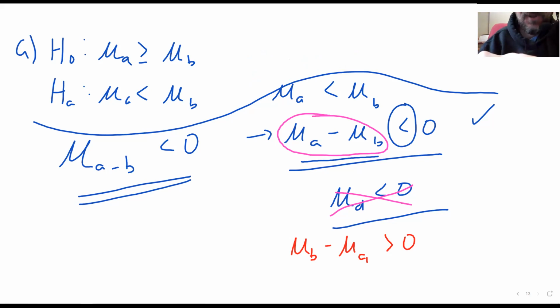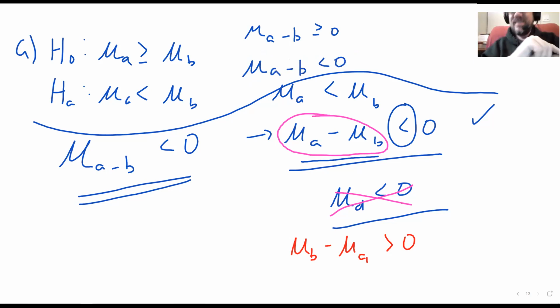Okay, so we're going to have mu after minus before greater than or equal to 0, mu after minus before less than 0. All right, that's at least readable. I can live with this. That's what we're testing. And so we have our X bar after minus before, which is our sample mean.